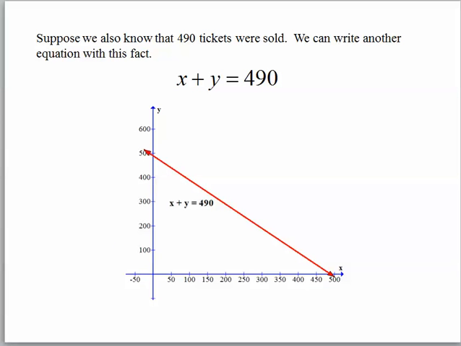Slide number 4. Suppose we also know that 490 tickets were sold on the day at the aquarium. Take a moment to write a second equation that includes this fact. Since the total number of tickets sold at the aquarium is equal to the number of adult tickets sold plus the number of senior tickets sold, we write our second linear equation as X plus Y equals 490. The solution of the tickets sold equation is every point on a line that satisfies this second linear equation.